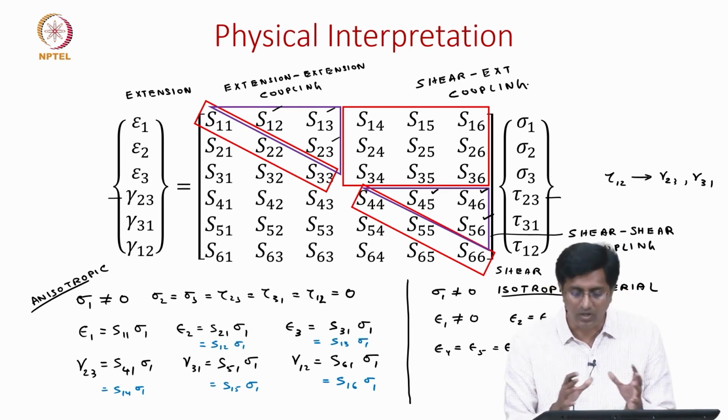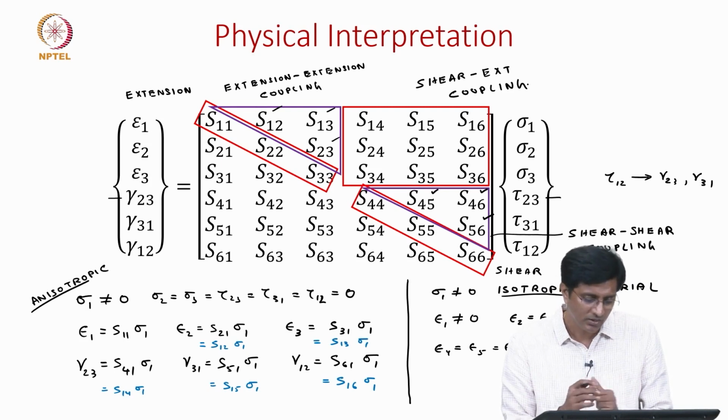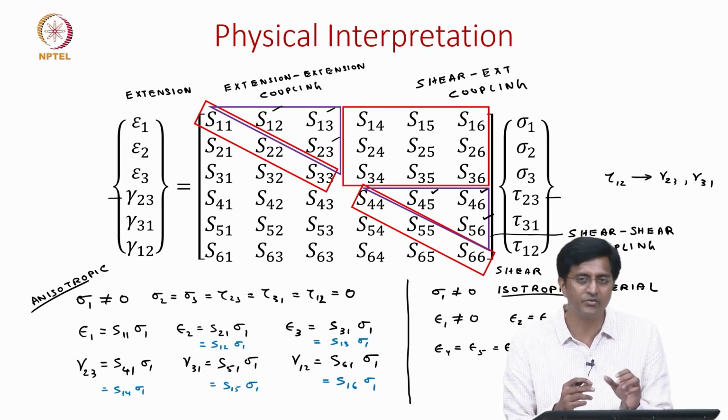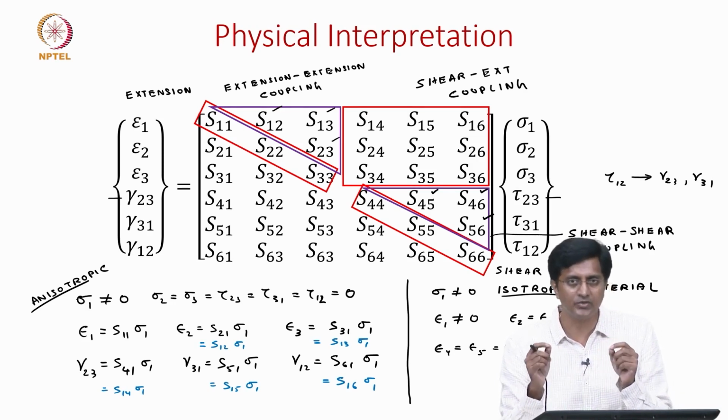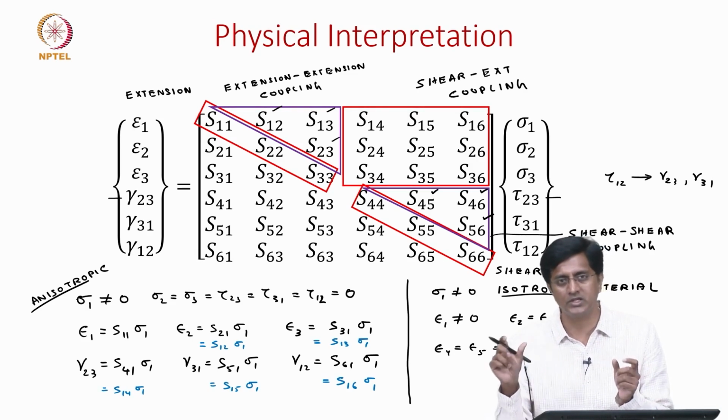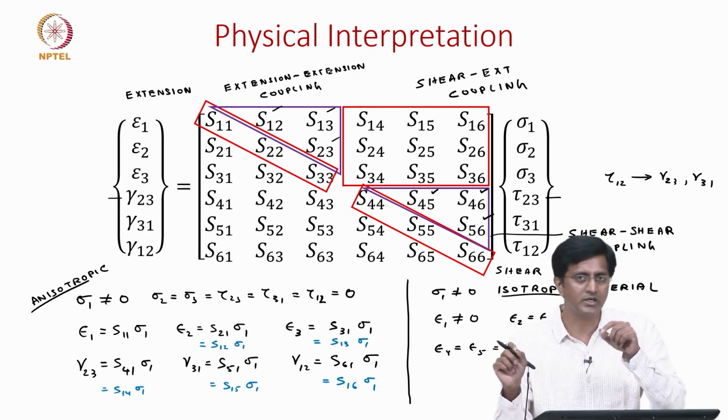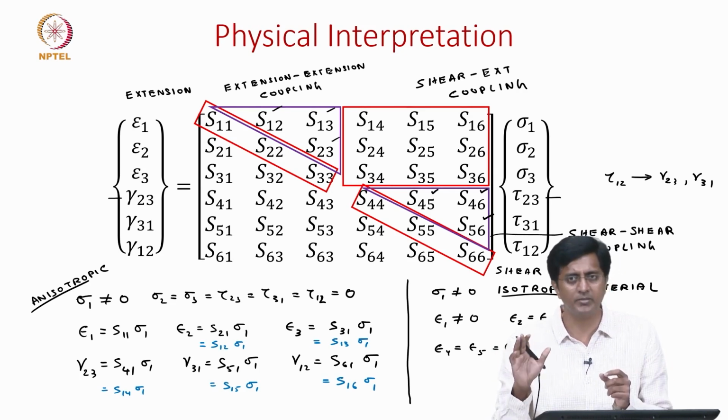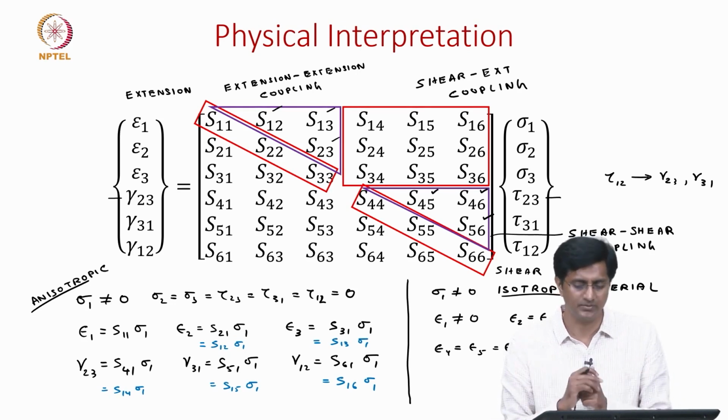Now, after this discussion, one should appreciate that each of these terms in this compliance matrix does have a significance. So, the upper off-diagonal terms signify the extension coupling and the lower ones the shear coupling. The diagonal terms take care of the same direction. If there is a normal stress in one particular direction, we are looking at the normal strain in the same direction. Similarly, in a particular plane, if there is a shear stress, we are looking for the corresponding shear strain in the same plane. This is what the diagonal terms signify.